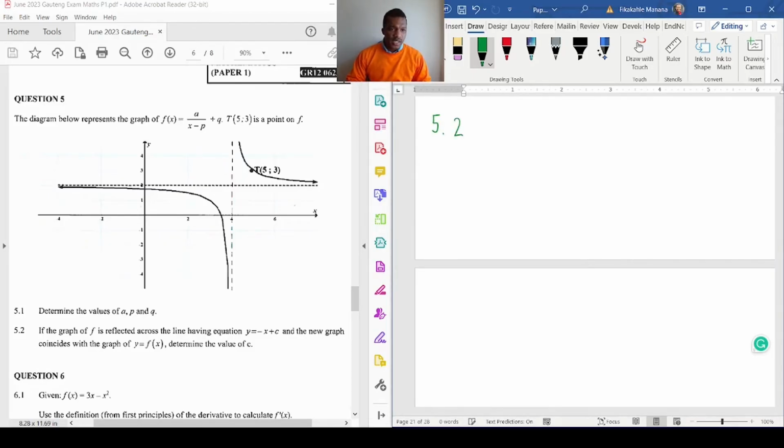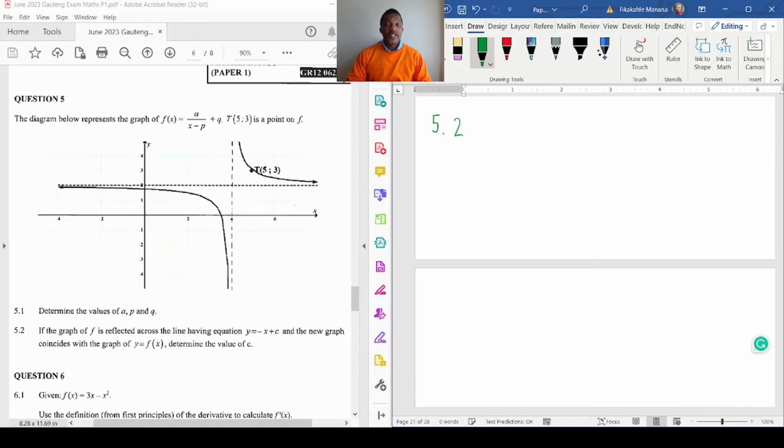It says if the graph, let's read it, if the graph of f is reflected across the line having this equation. Now, what's to note here is that this is the negative line equation. And the new graph coincides with the graph of y is equal to f of x, which it actually does. The line of reflection always coincides with particularly the intersection of the asymptotes. Determine the value of c.